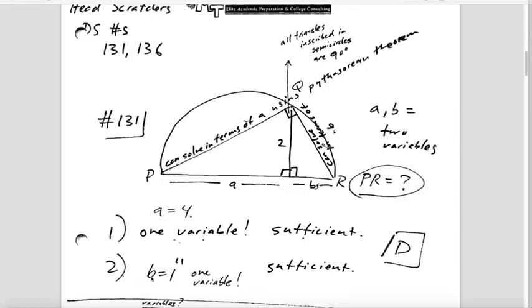And then number 2 tells us that B is equal to 1. Well, it's the same thing. If we know B, then we can solve for A. And then if we have A and B, then it is sufficient to solve for PR. So both conditions number 1 and conditions number 2 work individually. So the answer to this very tricky question is D.